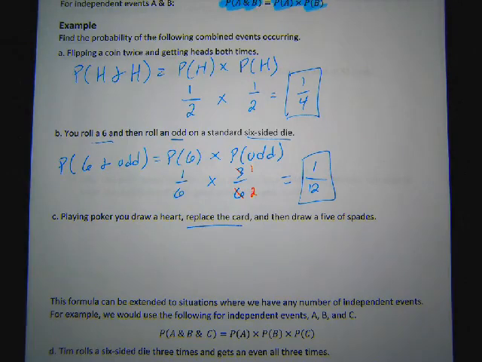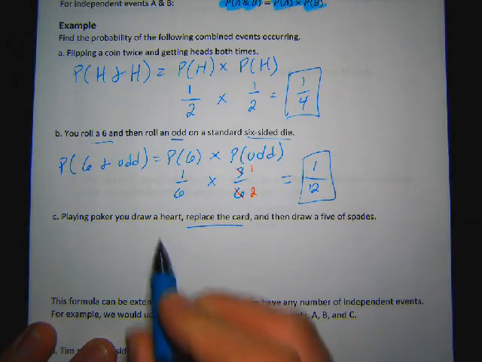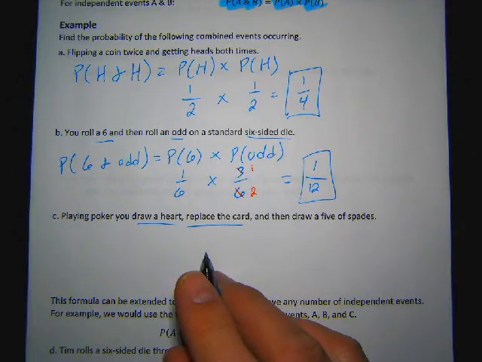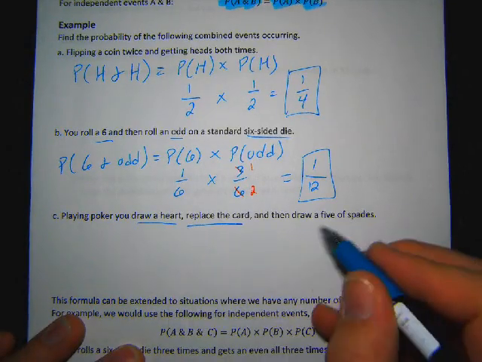So we replace the card each time. So we're going to play poker, we're going to draw a heart. We're going to put a card back, so the full set's in there, we can draw again. And now we're looking for a 5 of spades.